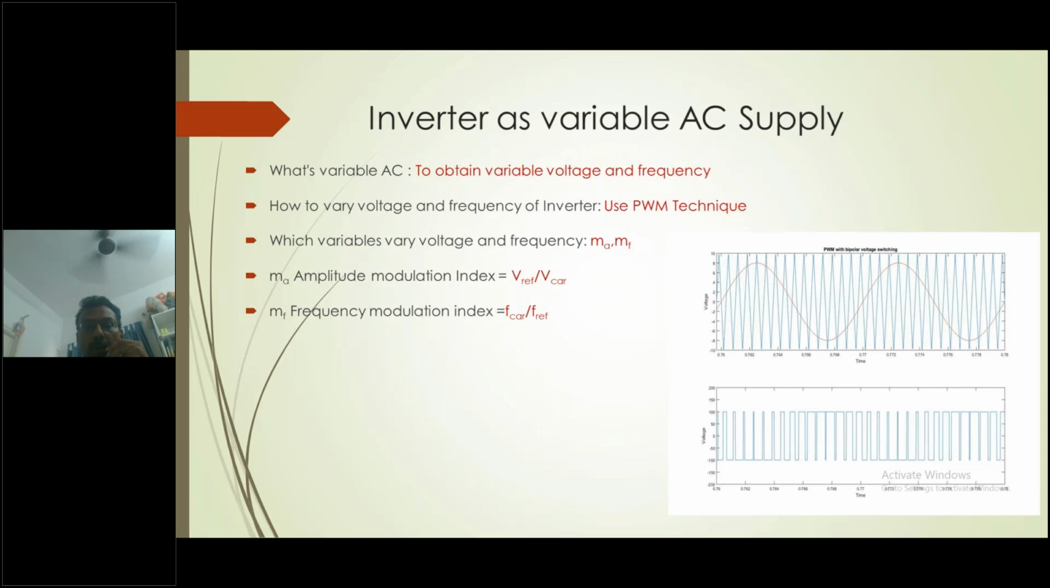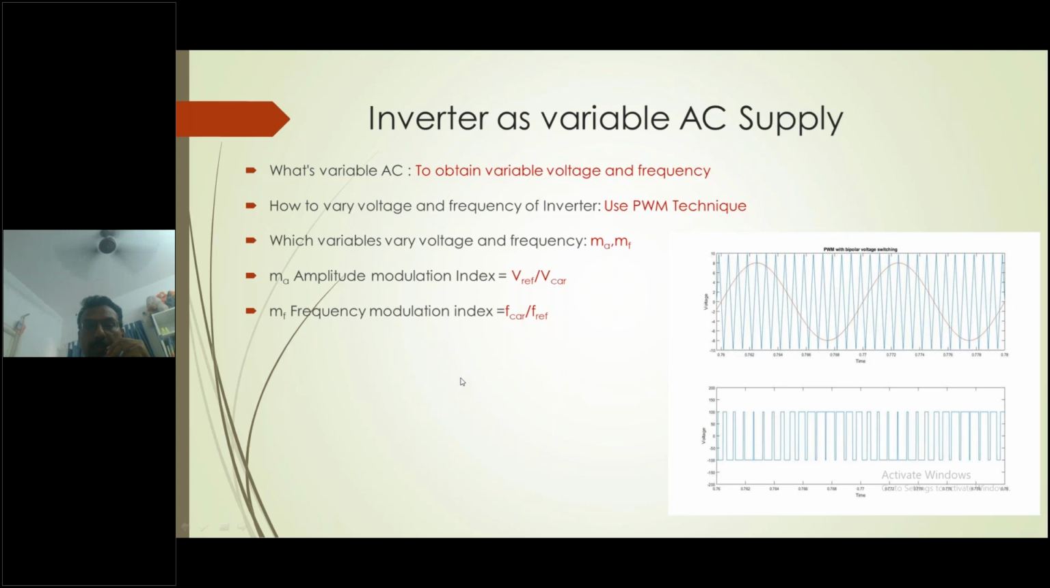So if I select a higher carrier frequency, I'll get more pulses in the output and the harmonics from lower order will be shifted to higher order, right? If I take a normal square wave inverter, the predominant harmonic, that is the harmonic nearest to the fundamental, is the third harmonic for single phase and the fifth harmonic for three phase. I'm talking about the square wave inverter. If I go for multi-level inverters, the lowest or predominant harmonic depends upon the carrier frequency, or the frequency modulation index, right?